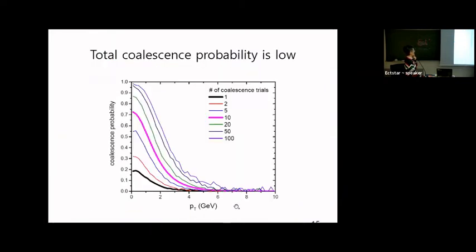And this black line is the total coalescence probability as a function of transverse momentum. It is quite low, almost 20%. This coalescence model assumes instant transition, but nevertheless, if we repeat this coalescence, we can increase the coalescence probability.